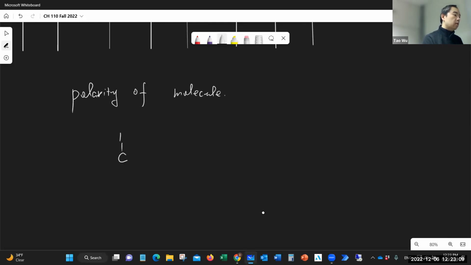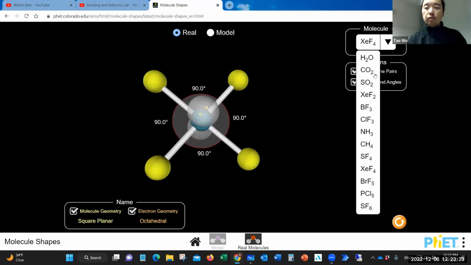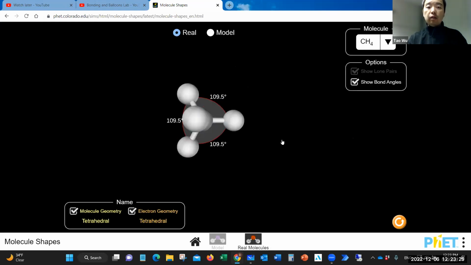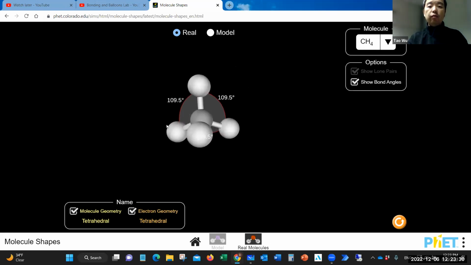For example, methane. Methane is so symmetric. It doesn't matter how you rotate it, the four hydrogens are always identical to each other. It's very symmetric.